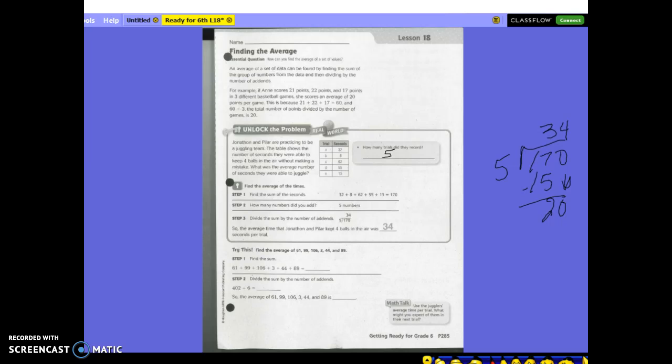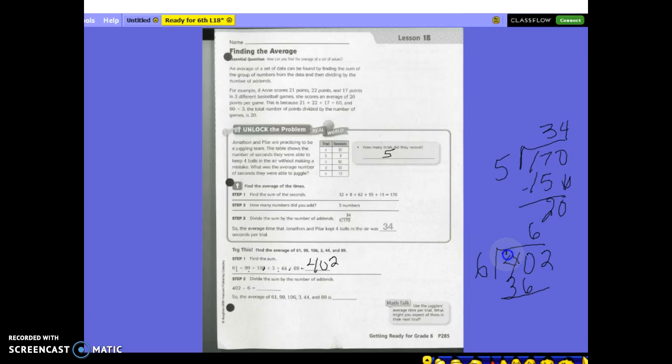Okay, we added this with our calculators and we got 402. Now it says divide the sum by the number of add-ins. How many add-ins did we have? 1, 2, 3, 4, 5, 6. So I want to see this on your paper. You may not do it with your calculator first, anyway. 6 goes into 40 how many times? 6. And 6 times 6 is?